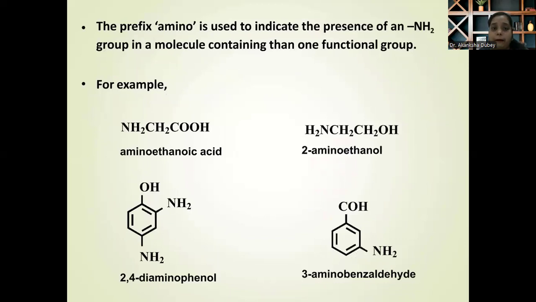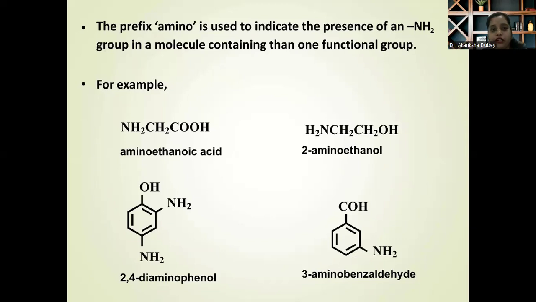Next, the prefix amino is used to indicate the presence of an NH2 group in a molecule containing more than one functional group. Say, for example, in the first example, an amine group is present and a carboxylic acid group is also present. Therefore, in that case, we use the prefix amino in front of the carboxylic acid, so it is termed as aminoethanoic acid. In the second example, we can see that the amino group is attached to an alcohol group. So we term it as 2-aminoethanol.